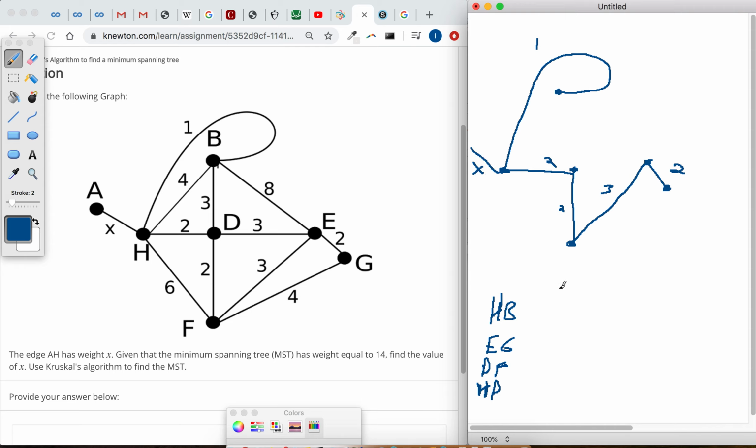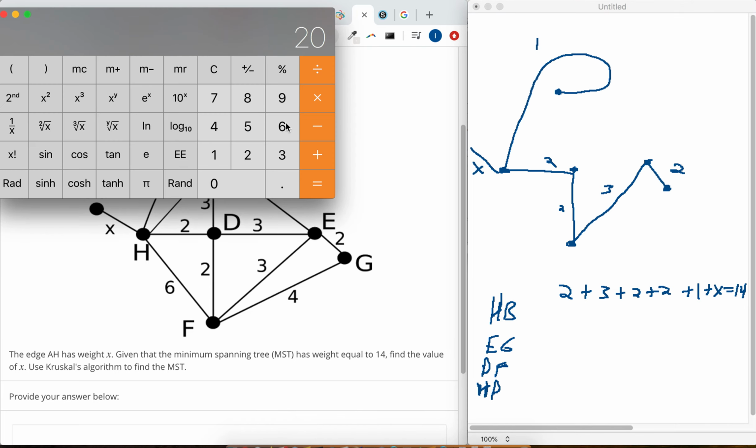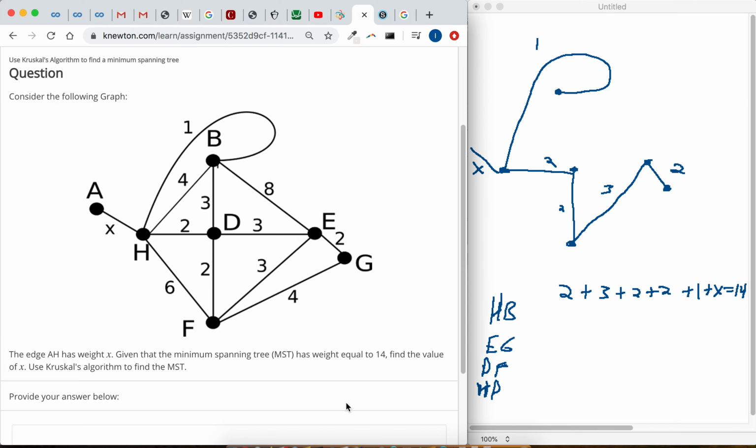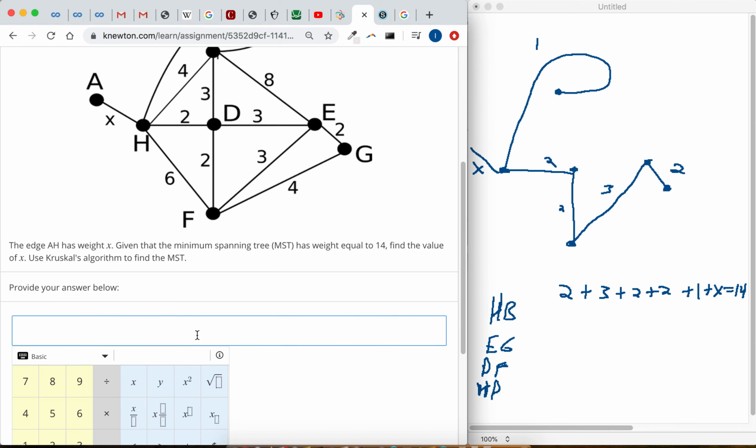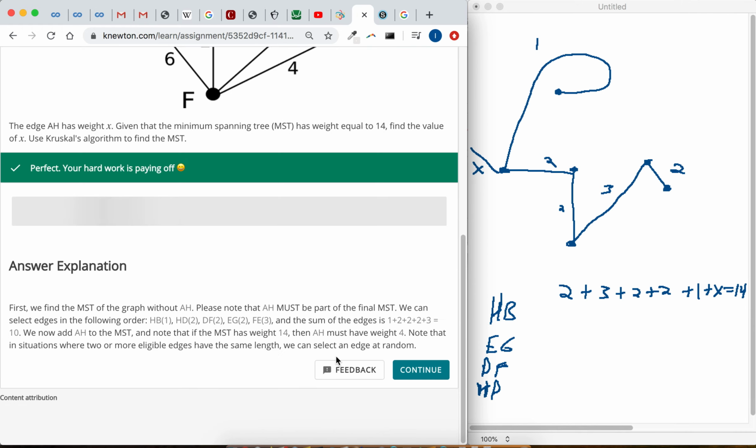Okay, so we got a weight of 2 already on the graph, a weight of 3, a weight of 2, a weight of 2, a weight of 1, and then there's this X, and then they told us the minimum weight is 14. So just a quick little equation to solve. 2 plus 3 plus 2 plus 2 plus 1. So you can see that X is going to be 4. So that the weight of the minimum spanning tree adds up to be 14.